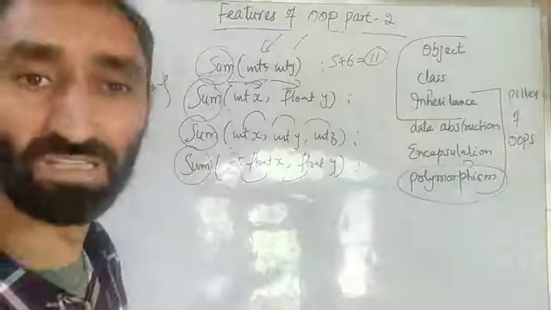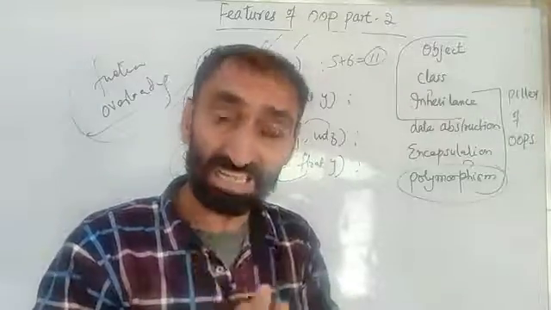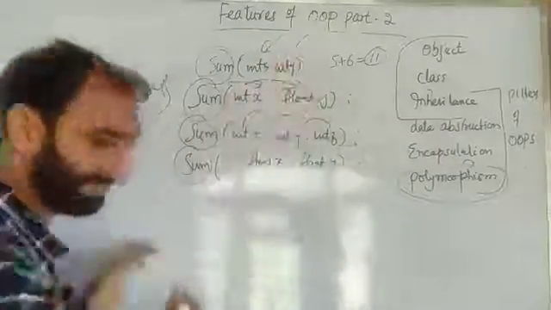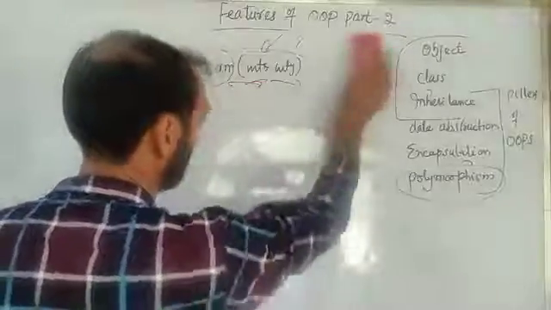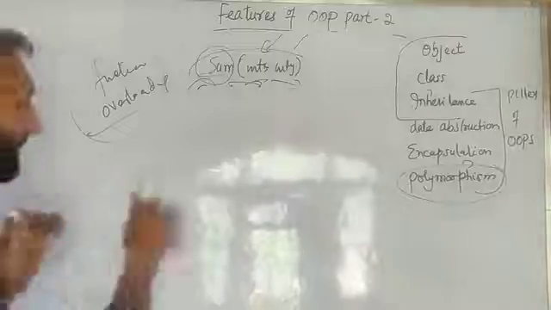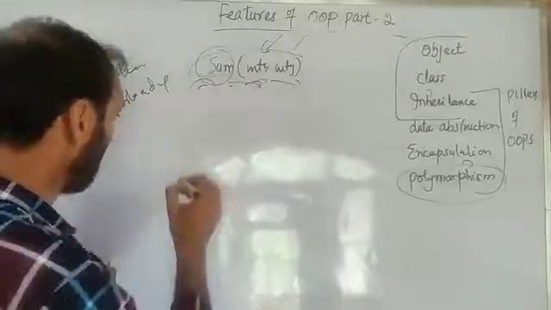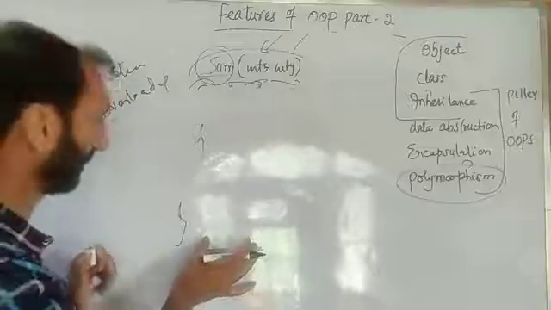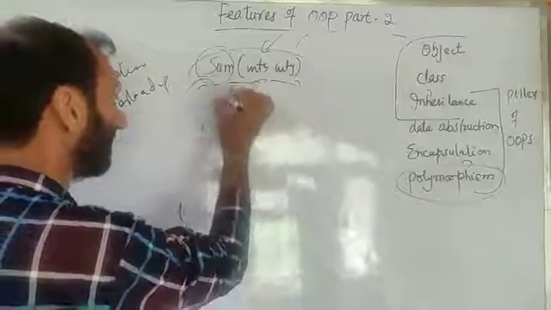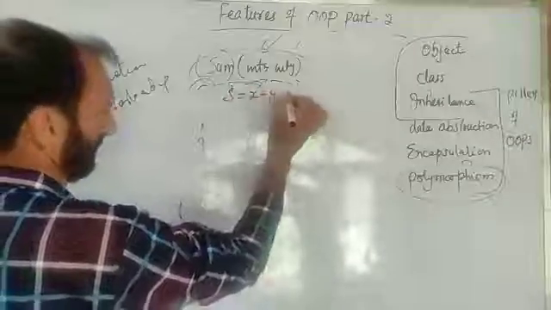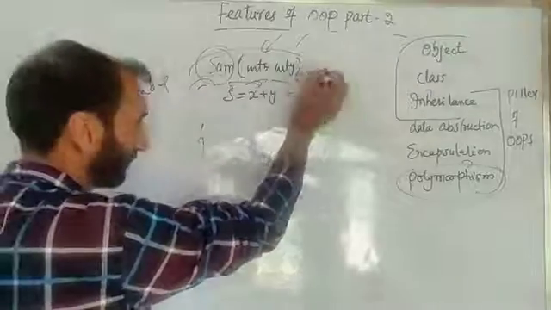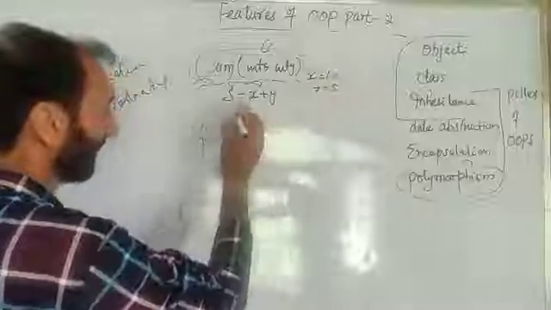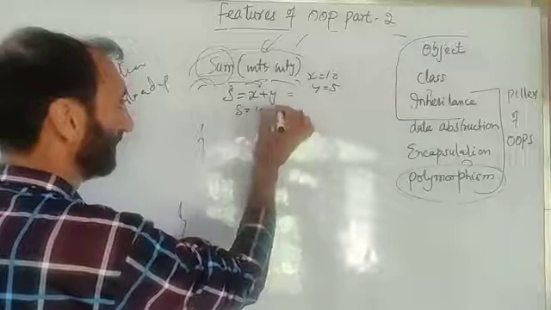And what is function overriding? Function overriding is where the implementation details change. For example, if I have a function sum with x and y, and in the definition of this function, what I want is s equal to x plus y. The objective is the addition of two numbers. For example, if x is equal to 10 and y is equal to 5, then I want 10 plus 5 equal to 15.